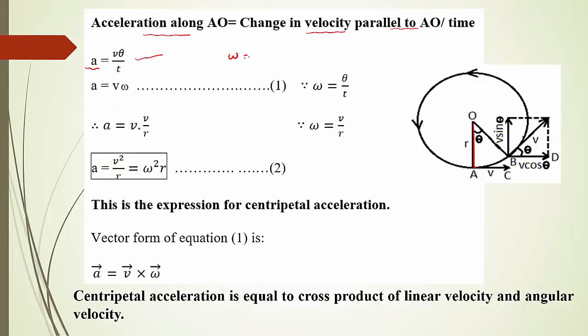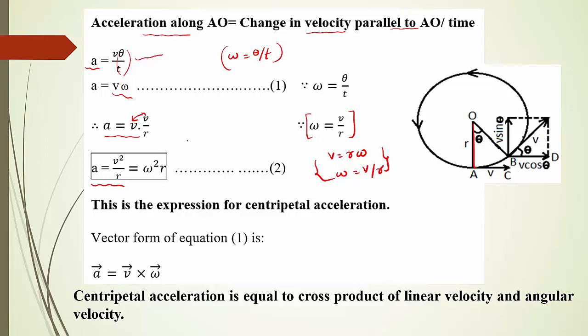But we know that omega equals theta divided by t, the rate of change of displacement. So in place of theta by t we can write omega, a equals v omega. In place of omega what can we write? We know v equals r omega, so omega equals v divided by r. This relation we already derived in the previous class. So in place of omega we write v by r. V into v is v square. So we get a equal to v square by r, or we can write omega square into r.